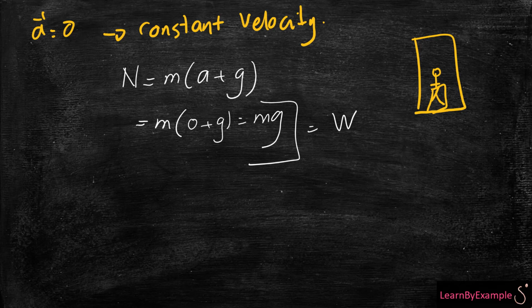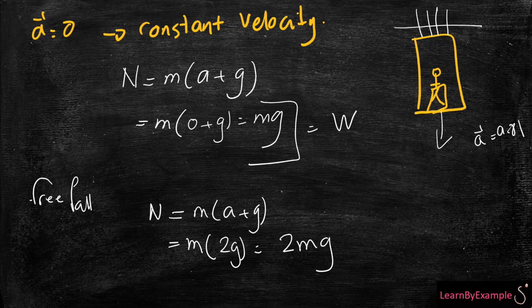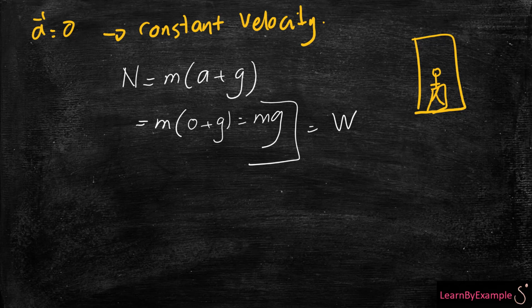For my last point here, I actually want to talk to you about free fall. What's going to happen if this guy is free falling, and how would that happen? Let's say the cables that are holding the elevator break, and this guy starts falling down at an acceleration of 9.81. As you can see, in my equation N equals m(a plus g), it's just going to have m times 2g, so it would be 2mg. This is going to be twice the weight, so your weight is going to be a lot heavier.